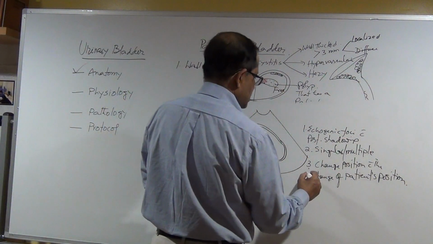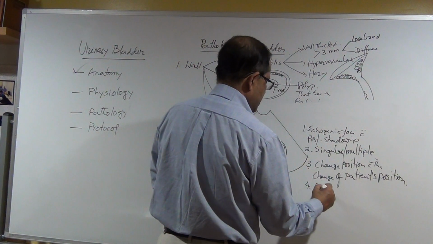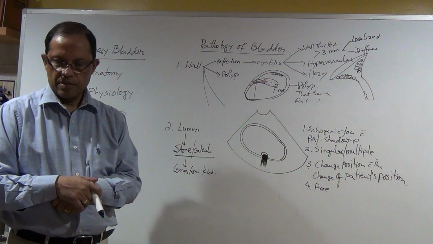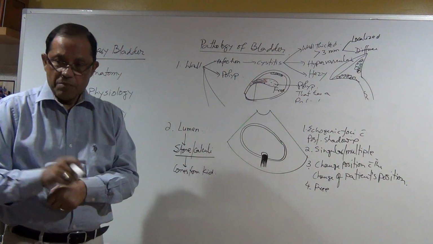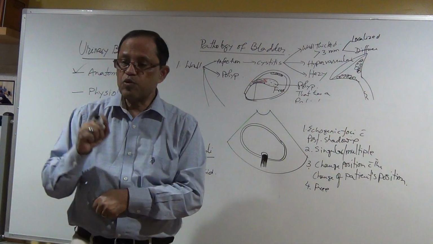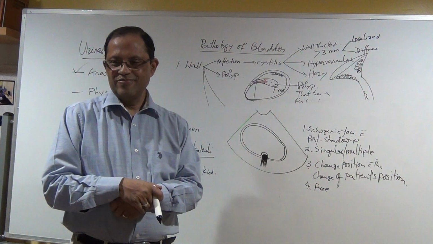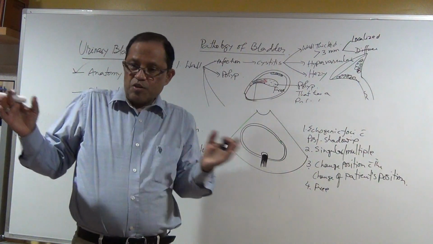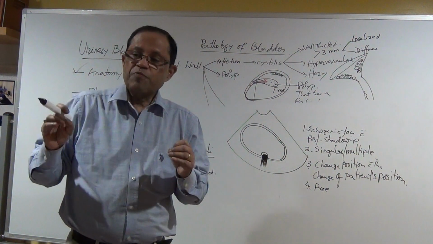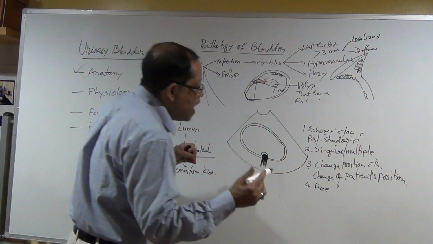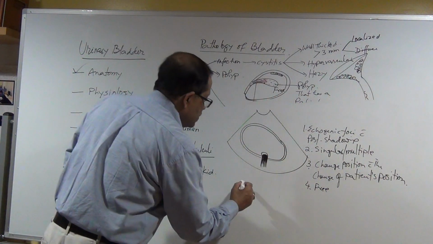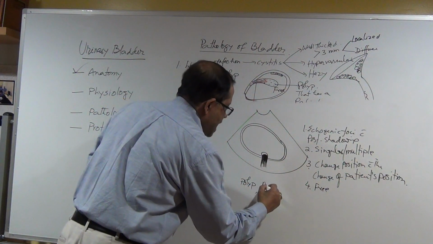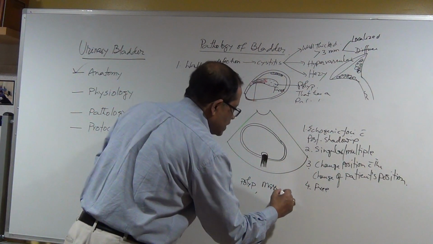Then it is free in the urine. That's why it is changeable. But sometimes some stones can be stuck to the wall. Then you will see shadow is there, echogenic foci is there, but it's not freely moving. So if it is not freely moving, then you might think it could be a polyp, it could be a mass, or it could be a stone.